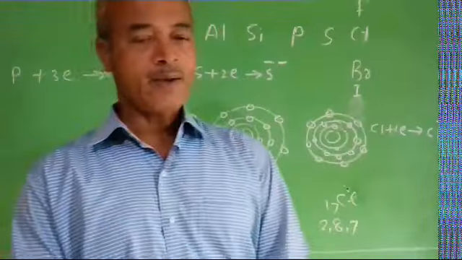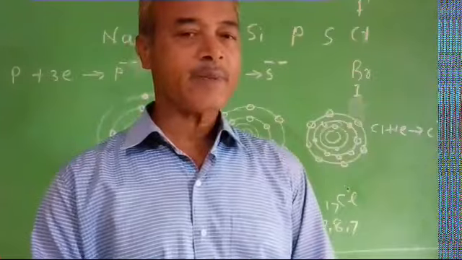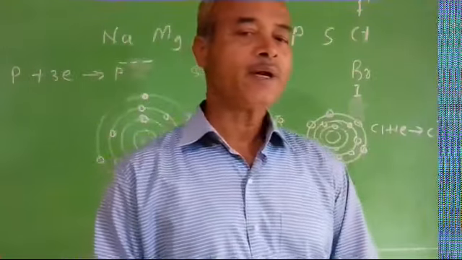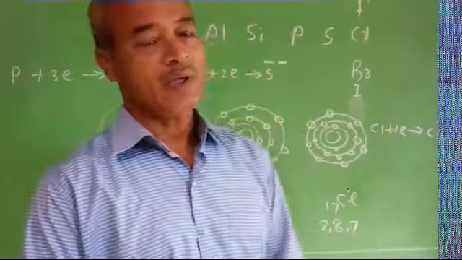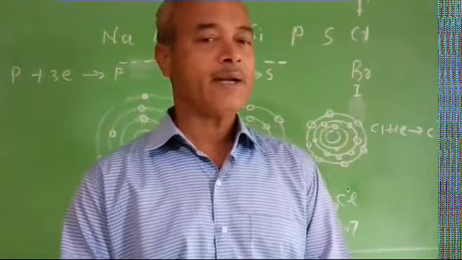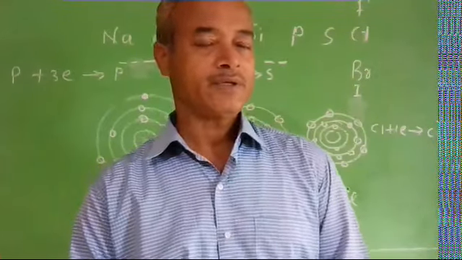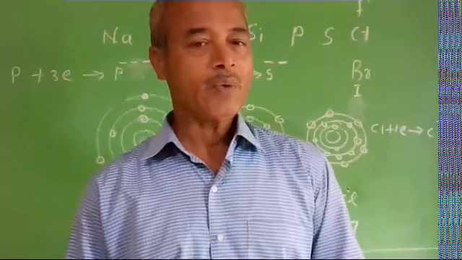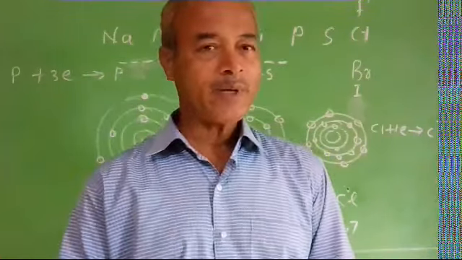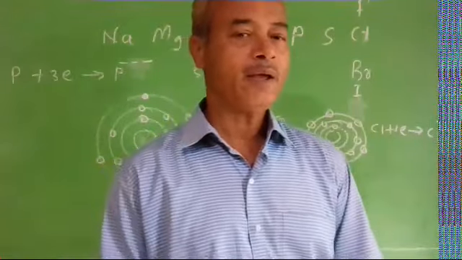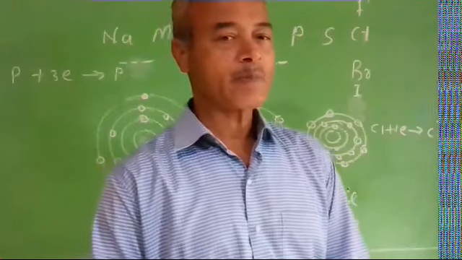So in this way, non-metals accept electrons and they form negatively charged ions or anions. This property is called non-metallic character or electronegativity. So non-metals are electronegative. They have the tendency of accepting electrons and forming negatively charged ions called anions.